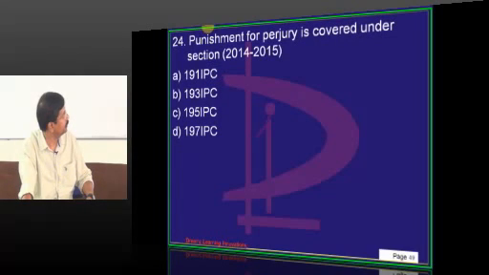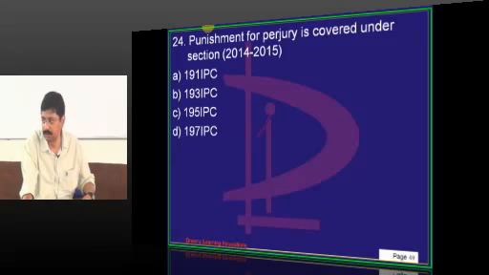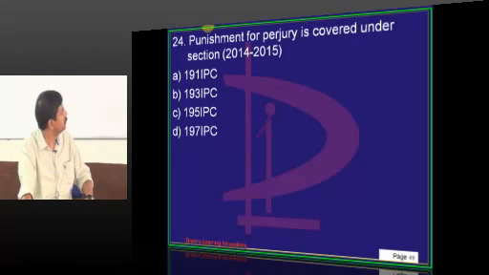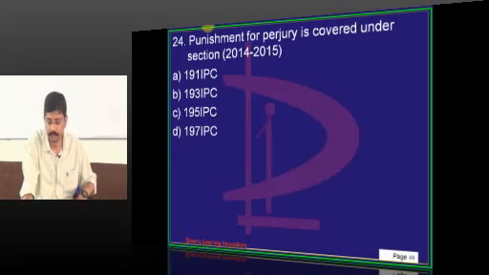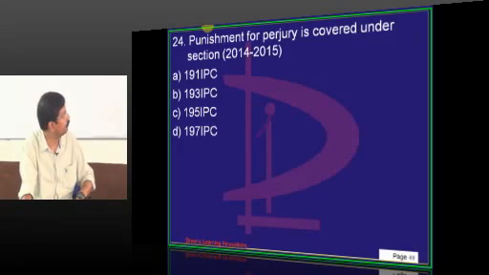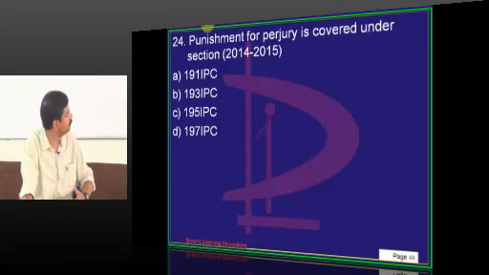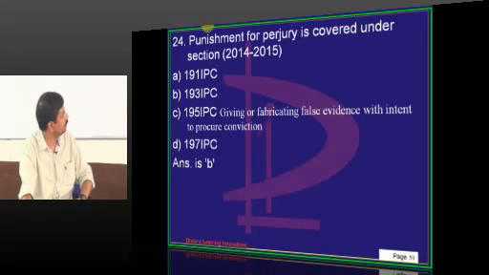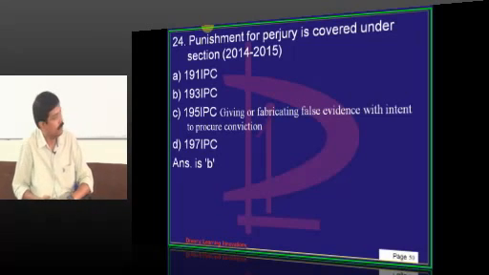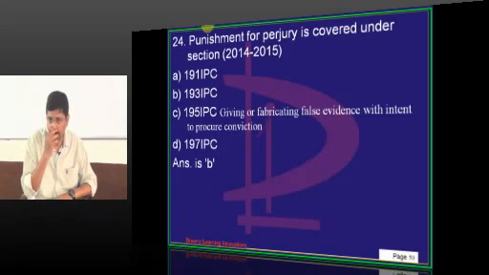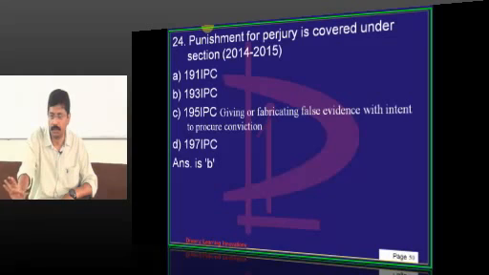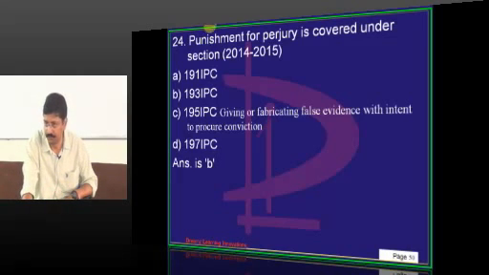Punishment for perjury is covered under which section? The first question almost. What is 191? Definition of perjury. 197, we had a question on 197 also: false certificate, a doctor giving a false certificate. 195 is giving or fabricating false evidence with intent to procure conviction. That is all not important, don't remember that. Don't remember 195.